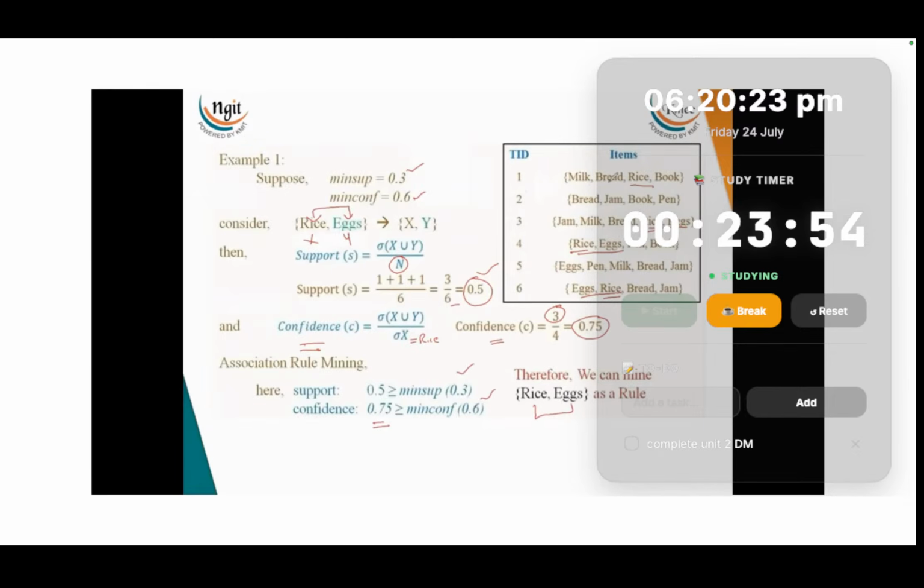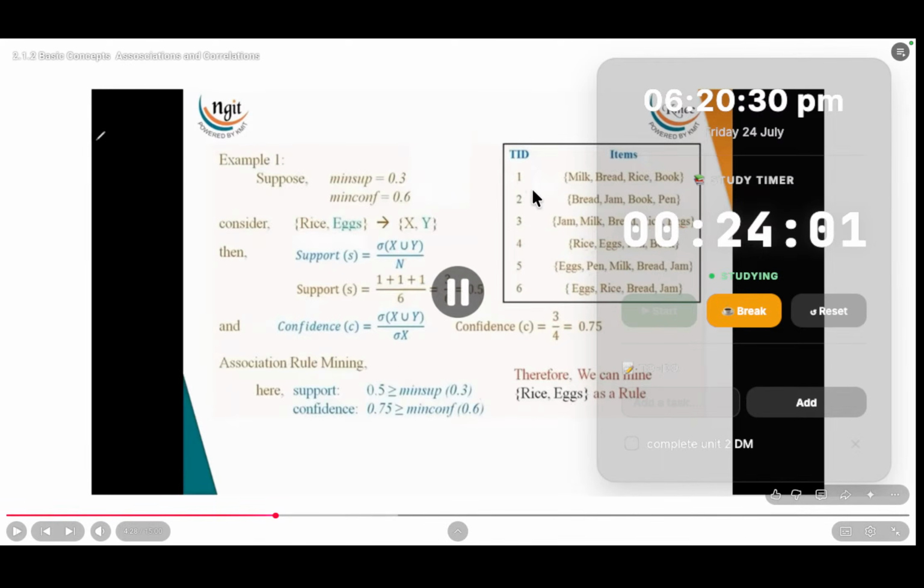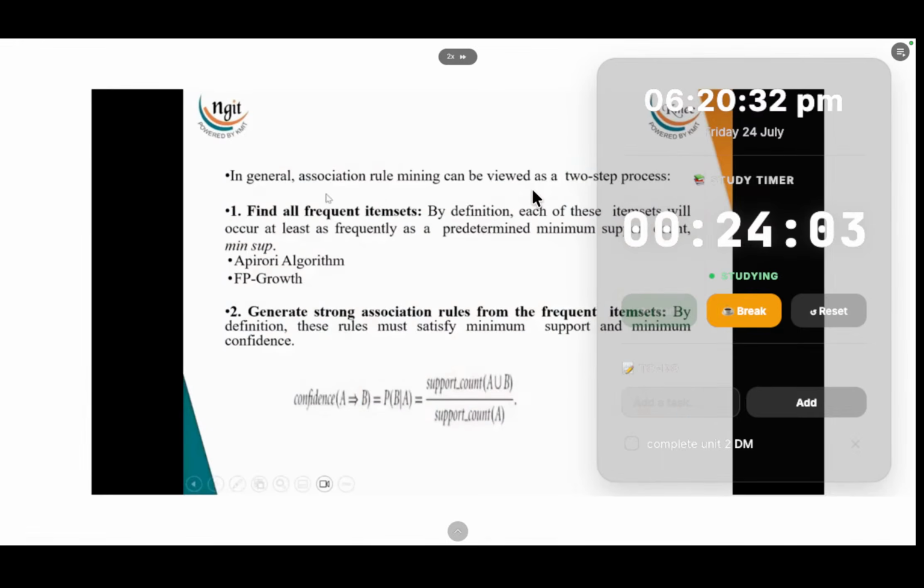Similarly, you can do it for milk bread, you can do it for jam book, or you can do it for book pen. So then we'll know whether we can mine those items as a rule or not. So this is about the support and confidence. Now let us see the association rule mining.